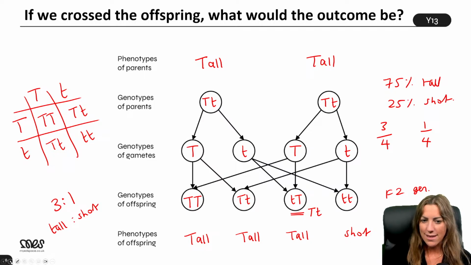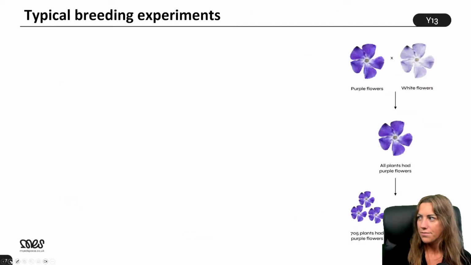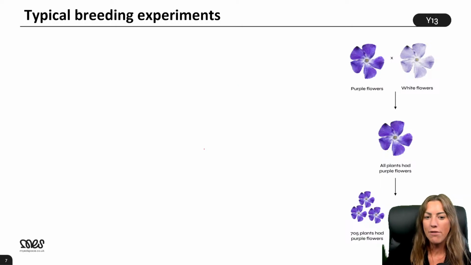Because I think this is easy. If you get it, it's easy. Okay, we're going to do another one, just quickly. We're going to do F1 and F2 generation on the same slide.